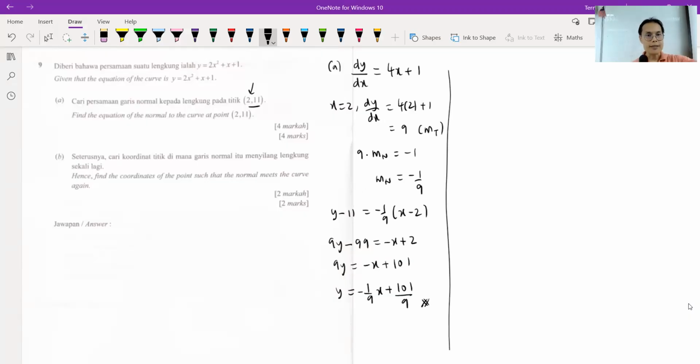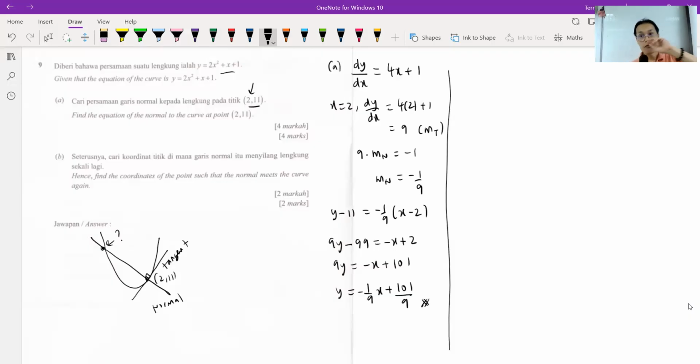Okay. Now, it says seterusnya cari nilai titik di mana garis normal menyilang lengkung sekali lagi. So this is your curve. Yeah, it is a curve like this. At the point that touches one point, this is your tangent. The line that is perpendicular to the tangent is your normal. Your normal will intersect or menyilang your lengkung, or your curve, again at another point. So we know this point is already (2, 11). You need to find the coordinates of the second point.